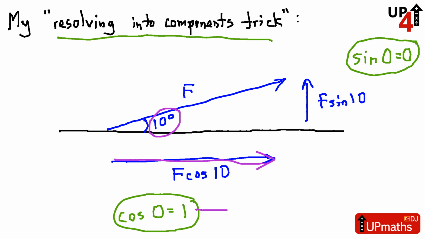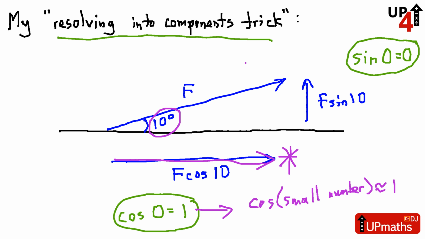Why? Because cos of 0 is 1, which means cos of a small number, and let's say that 10 is a small number, is approximately 1. And that makes sense because the horizontal component here has to be not that much different from the original value, because it's not much of an angle. And then you can use a similar argument to show that this vertical component has to be sine, because sine of 0 is 0, and that should be quite small.